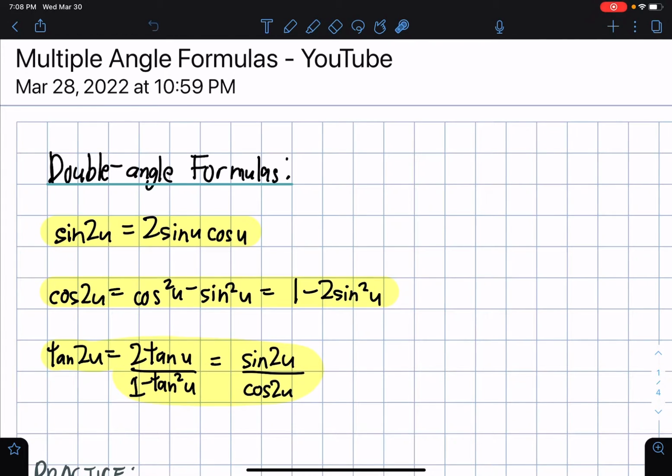For cosine 2u, it's basically cos squared u minus sine squared u, which is also equal to 1 minus 2 sine squared u. For tan 2u, it's equal to 2 tan u over 1 minus tan squared u. And it's also equal to sine 2u over cos 2u.